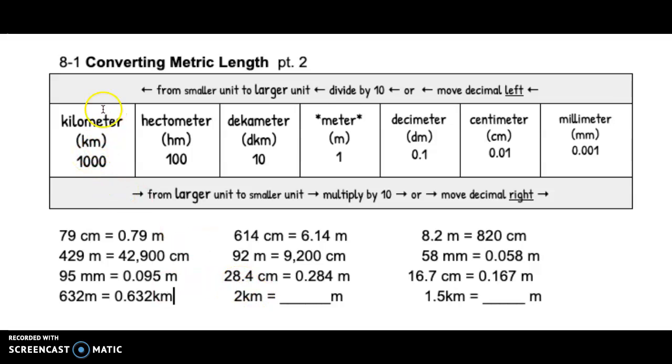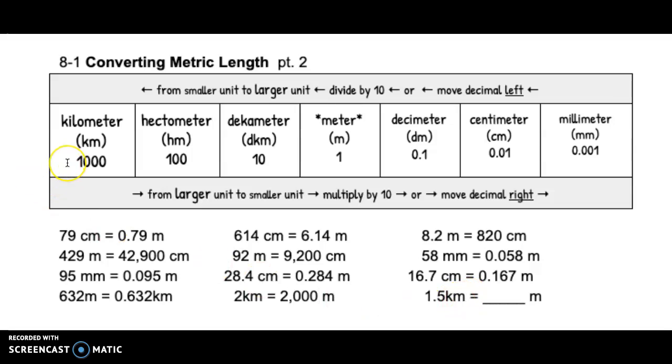2 kilometers. This is the first time on our sample that we're starting way on the left of our chart and we're moving to meters. 1, 2, 3 spots. So our decimal, which is here behind the 2, has to be moved 3 spaces over. The only way it will stay over 3 spaces is if we put placeholders in there. So let's do that. 2, 0, 0, 0, 2,000 meters.